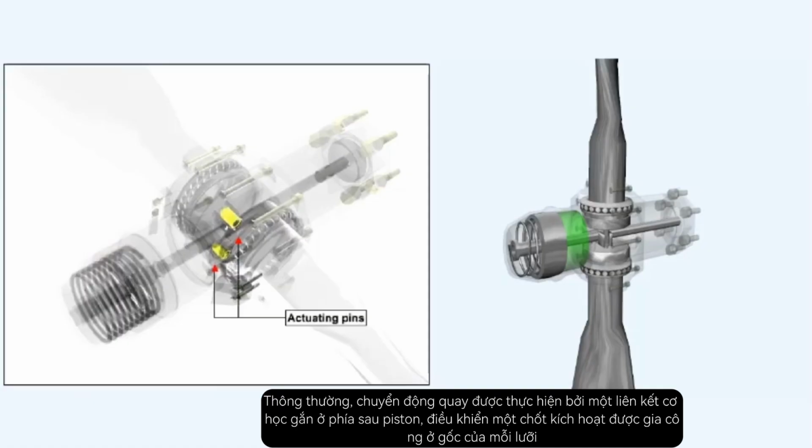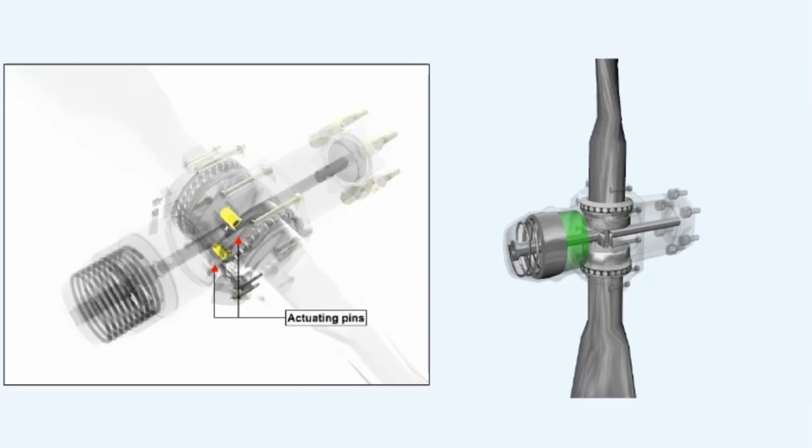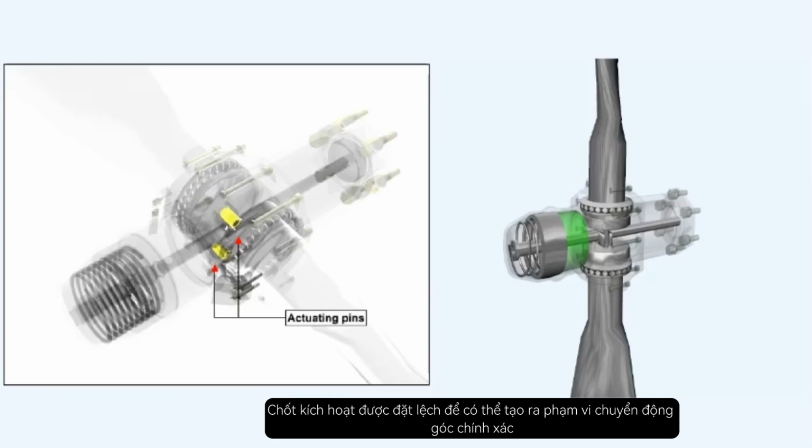Typically, rotation is accomplished by a mechanical linkage attached to the rear of the piston, which operates an actuating pin machined on the butt of each blade. The actuating pin is offset, in order that it can impart the correct range of angular motion.